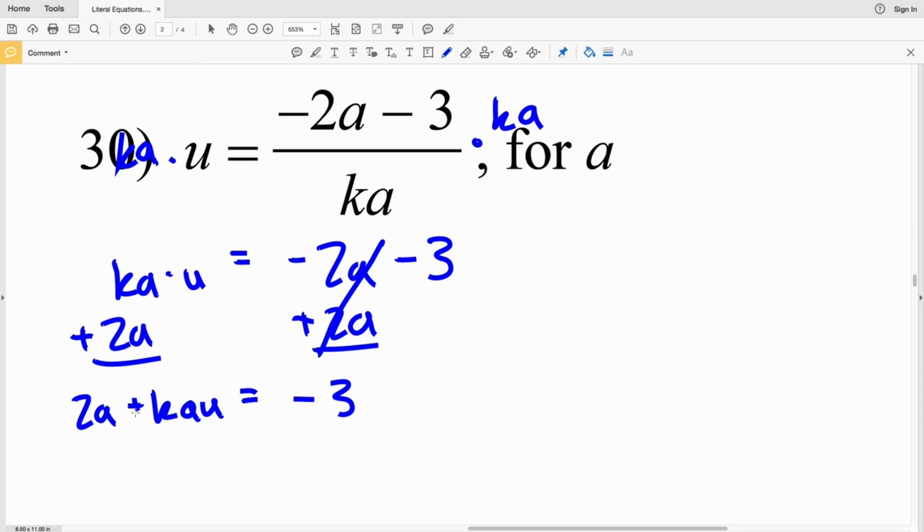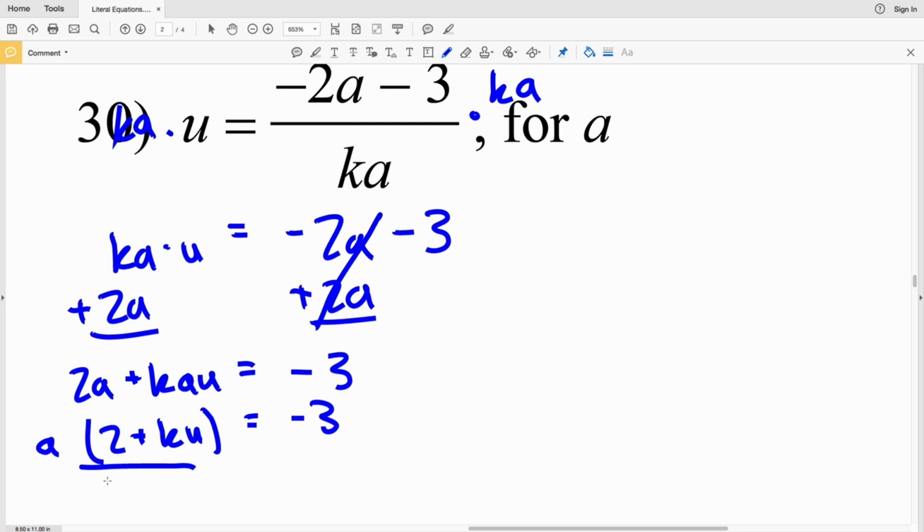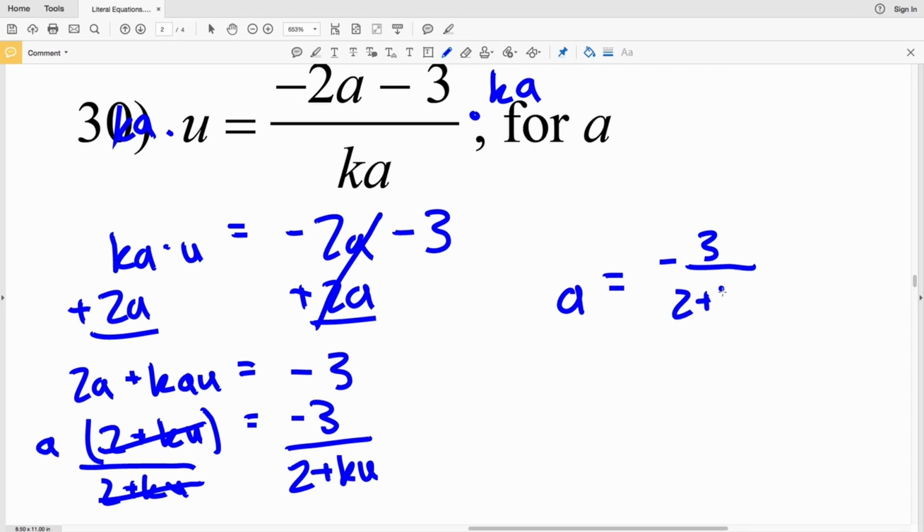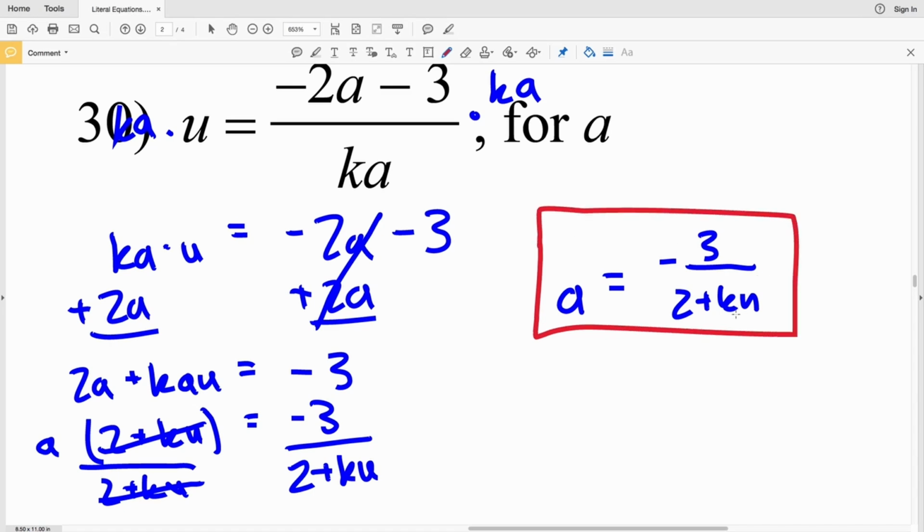Now I can take an a out of both of these terms and say a times 2 plus ku equals a negative 3. Then all I have to do is divide by 2 plus ku. That'll leave me with a equal to negative 3 all over 2 plus ku. And again, order doesn't matter for addition, so you could also say negative 3 over ku plus 2, or negative 3 over u times k plus 2. And that wraps up our literal equations worksheet.